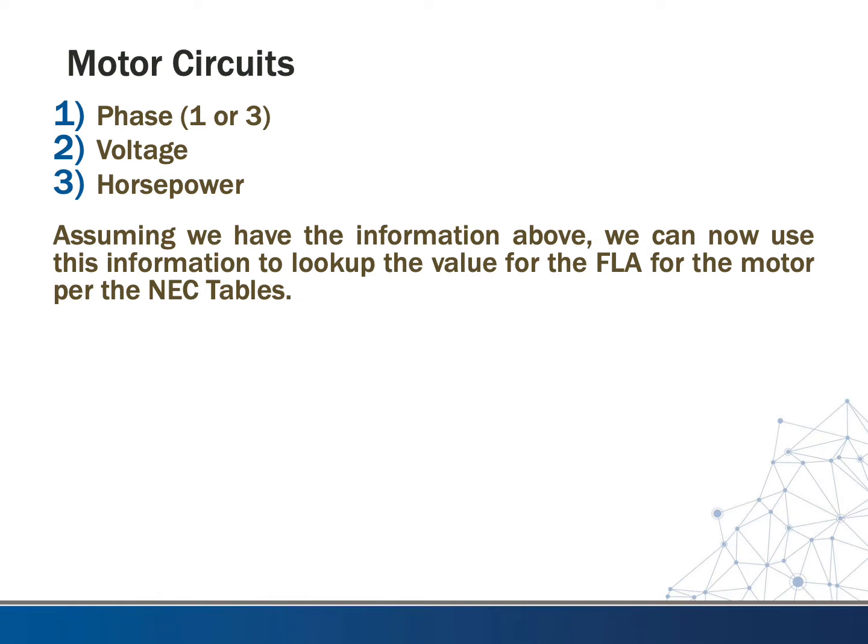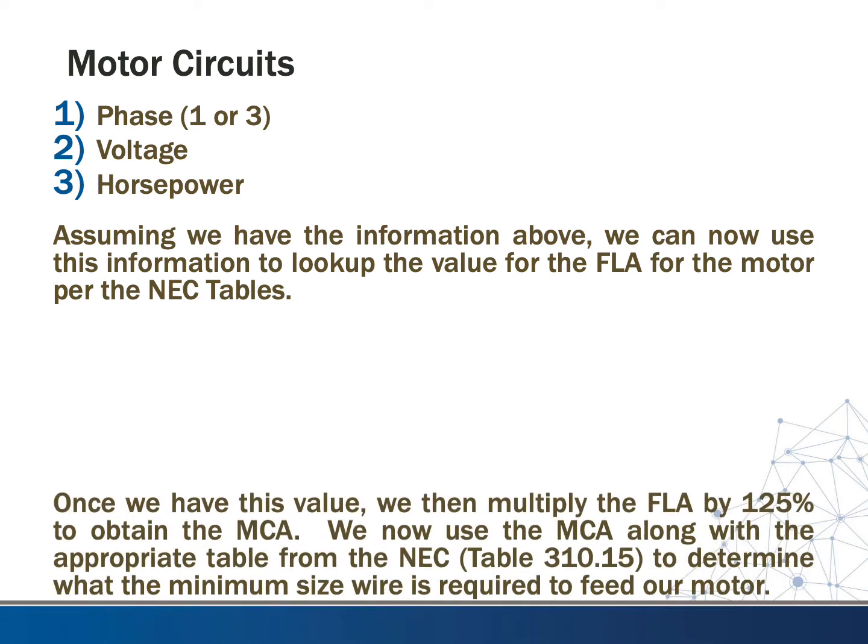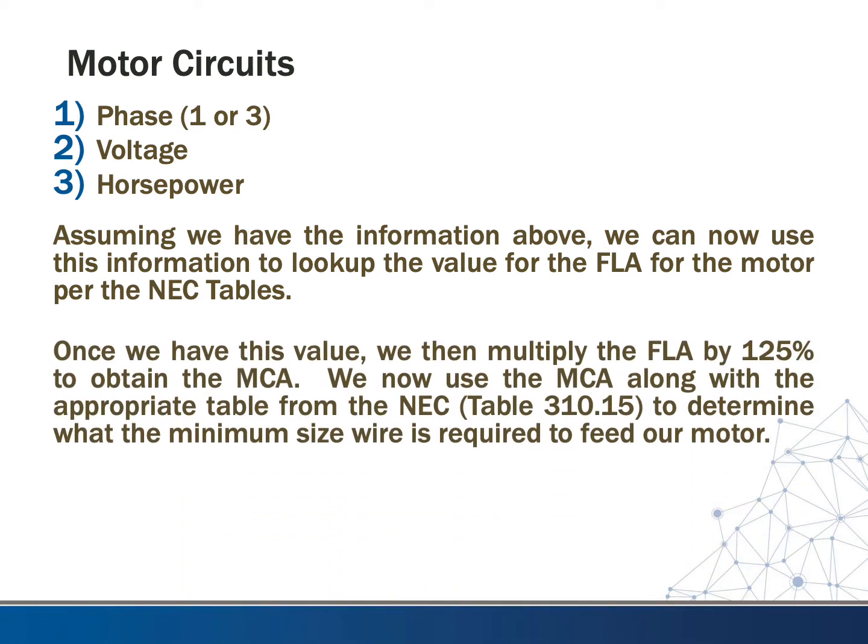So we can now use this information to look up the value for the full load amps for the motor per the NEC tables. Once we have this value, we then multiply that by 125% to give us the MCA, or maximum circuit ampacity. We now use the maximum circuit ampacity along with the appropriate table from the NEC, which is almost always 310.15, to determine what the minimum size wire is required to feed the motor.